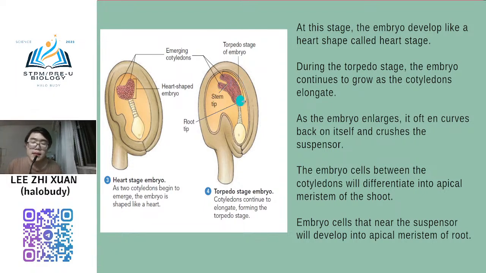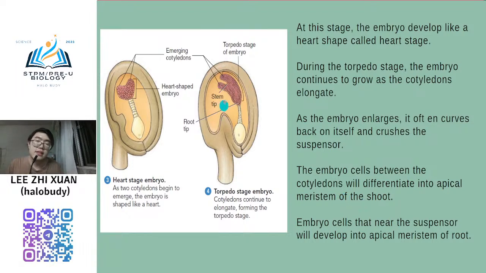So you see the embryo cell between the cotyledons. Normally at here, you will see the stem tip between the cotyledons, right? So you can imagine that these two are already cotyledon structures, and then at the middle of this point is the place that differentiates into the apical meristem of the shoot.